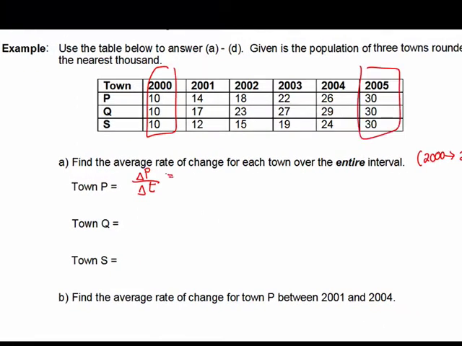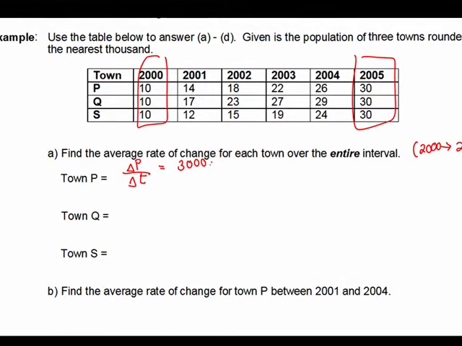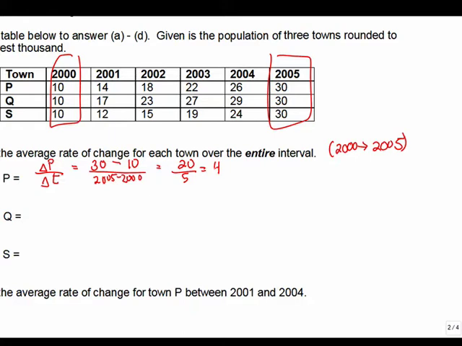So if I look at town P, you'll notice that the 2005 population was 30,000. And the population in year 2000 was 10,000. And then the difference in the years would be 2005 minus 2000. And if I do the math out, that's going to give me 20 divided by 5, or 4.